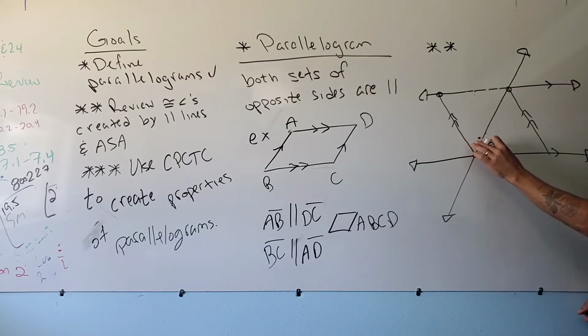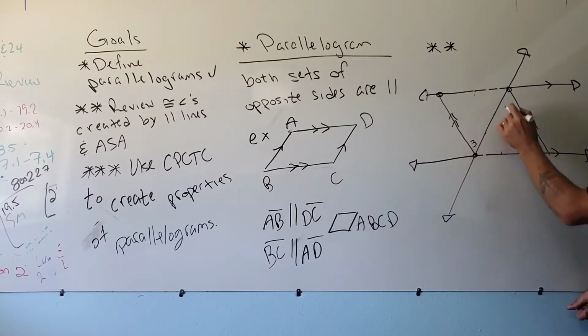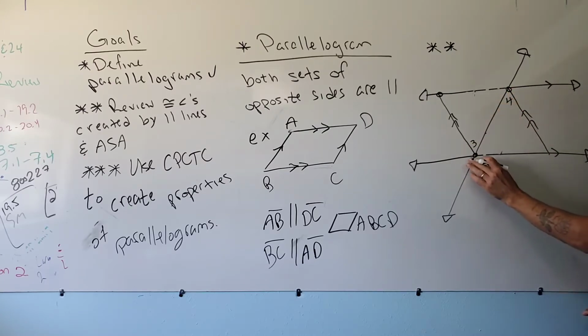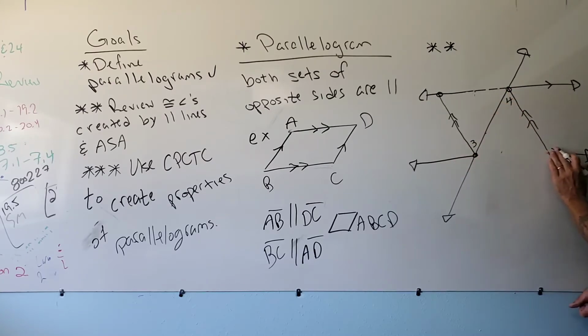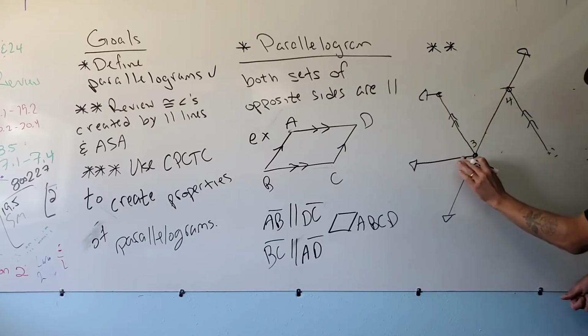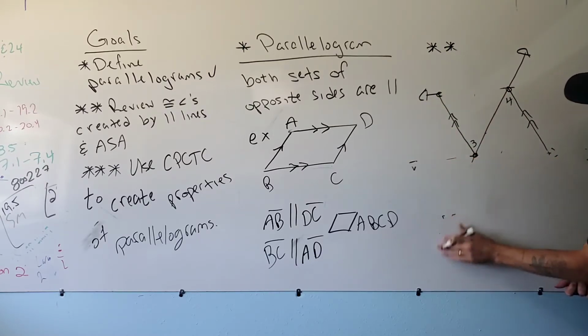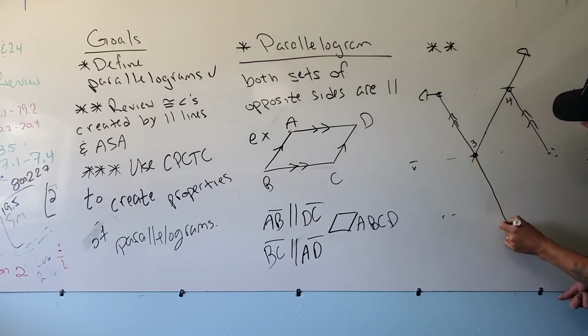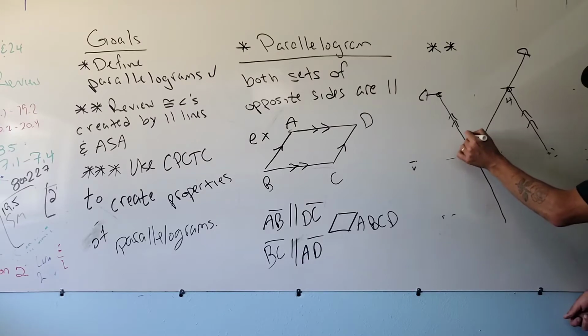I actually now have another set of alternate interior angles. I have this one right here and this one right here. Let me just erase everything else so you can see it. These are alternate interior angles for another set of parallel lines. And we know that these are going to be congruent.